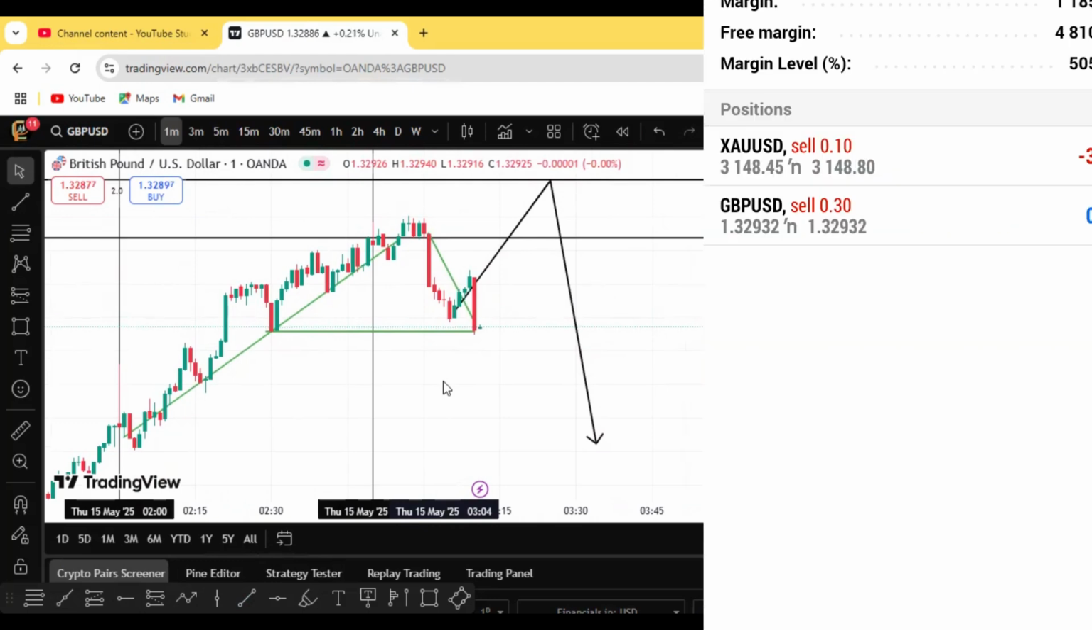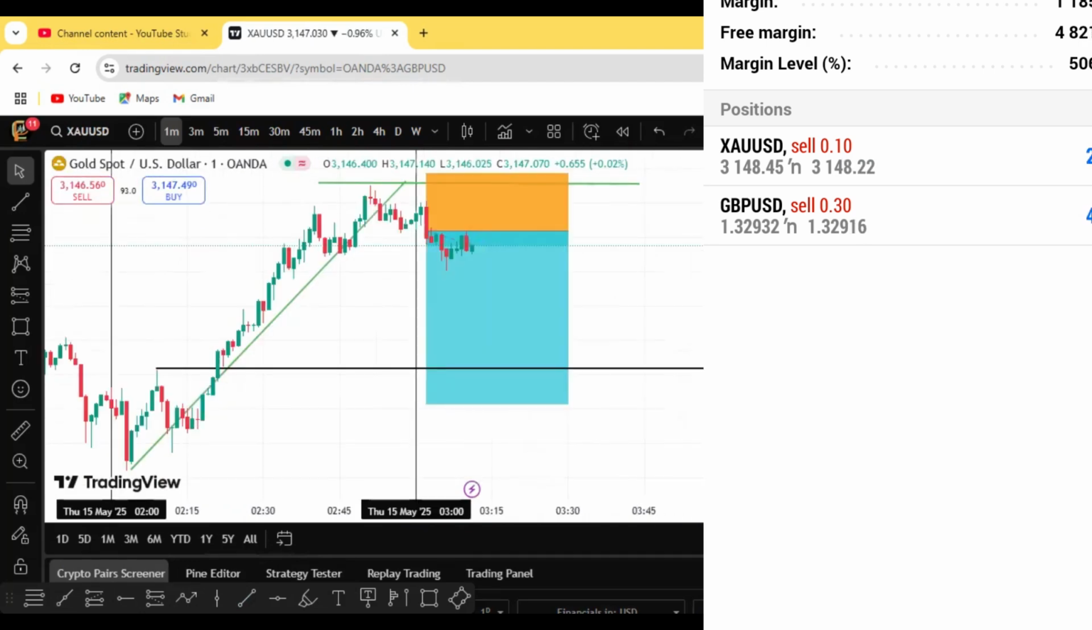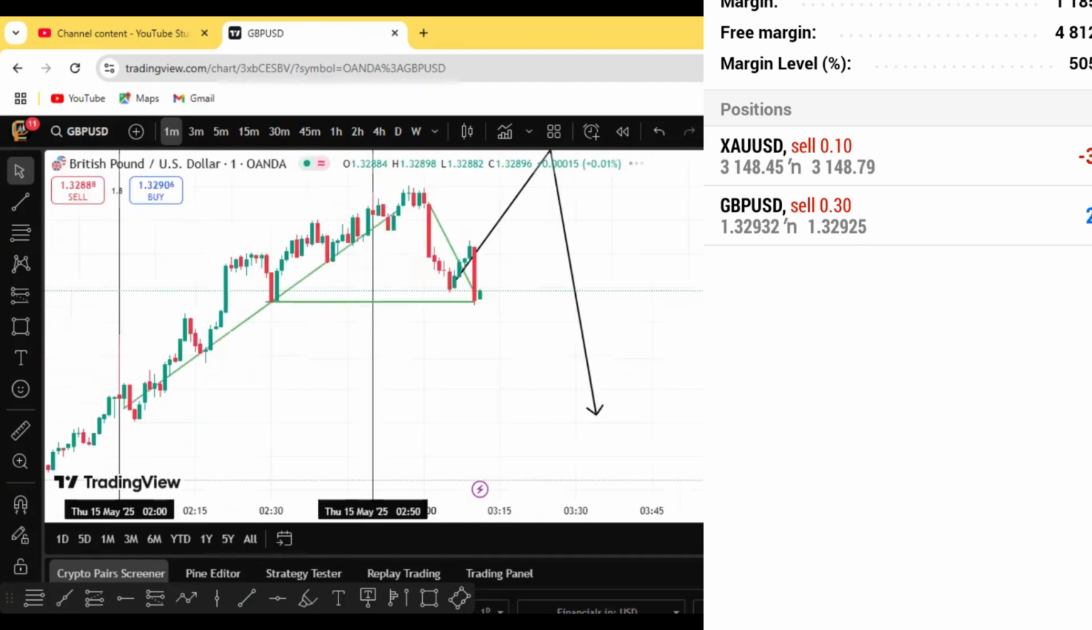Okay, that's GBP. You see that push is very, very beautiful. That's a nice push down. That's what gold is doing. Okay, push up. Okay, that bearish close.